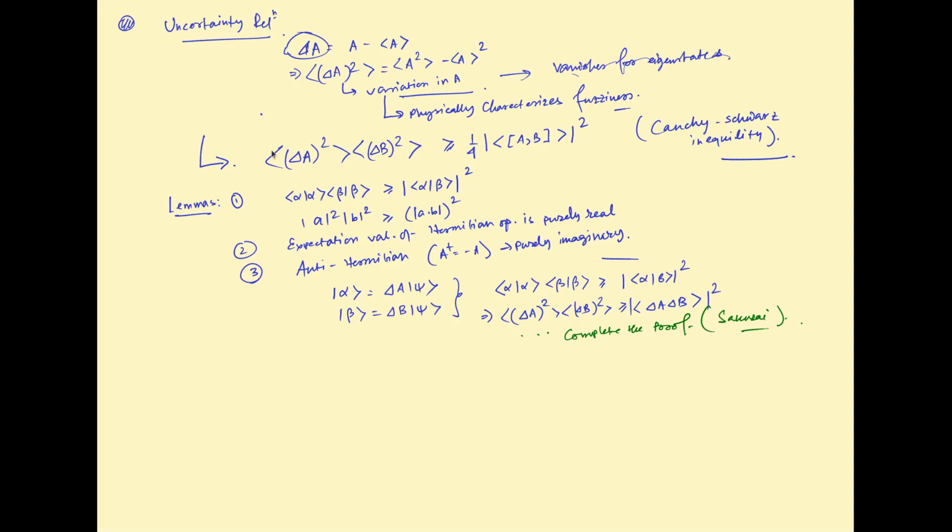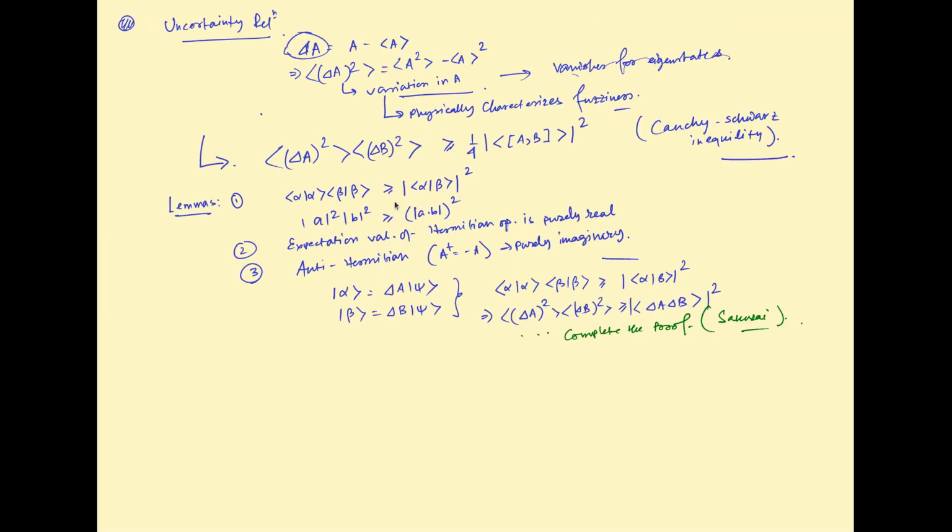This comes from an important inequality called the Cauchy-Schwarz inequality. The inequality goes like this: the product of the expectation value of delta A squared with the expectation value of delta B squared is always greater than or equal to one-fourth of the square of the expectation value of their commutator. This is basically the statement of the uncertainty principle. How does it lead to the uncertainty principle? We will see that, but before that we would like to prove this.